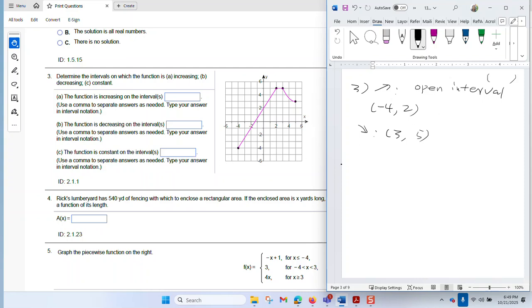And which one is constant? Constant means stay the same, right? So this horizontal piece is constant. So this constant here is from 2 to 3. 2 to 3. All right, so that is your interval in here. This is your interval notation, right? I just explained what the interval is earlier. Any questions?